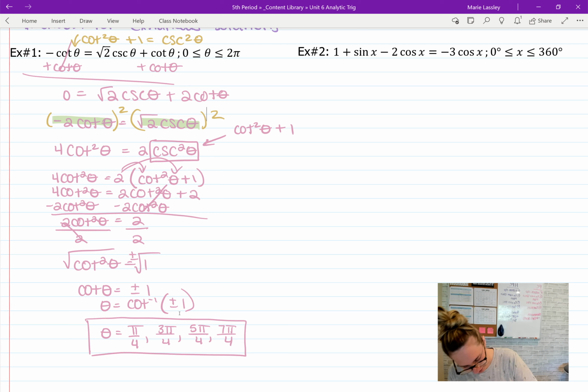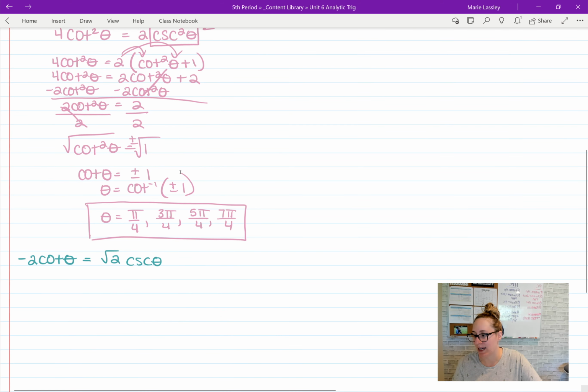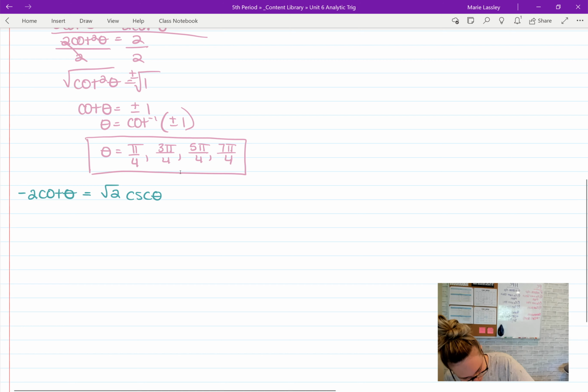So we have -2 cotangent theta equals √2 cosecant theta. I'm just going to pop in some values here and see if any of mine are going to be extraneous. Okay, so if I pop in negative, we'll just start with the first one.